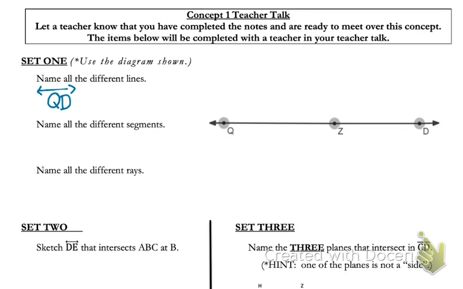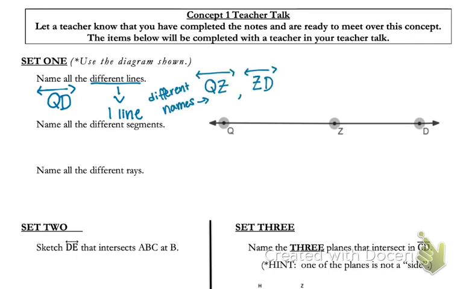Pay close attention to our notation. I picked the 2 points, and above those 2 points, I put a line with 2 arrows. For it to be a line, you need both arrows. However, there's only one line. You could have different names. 2 other possible names would be line QZ and line ZD. We have the same notation, we've just picked 2 different points.